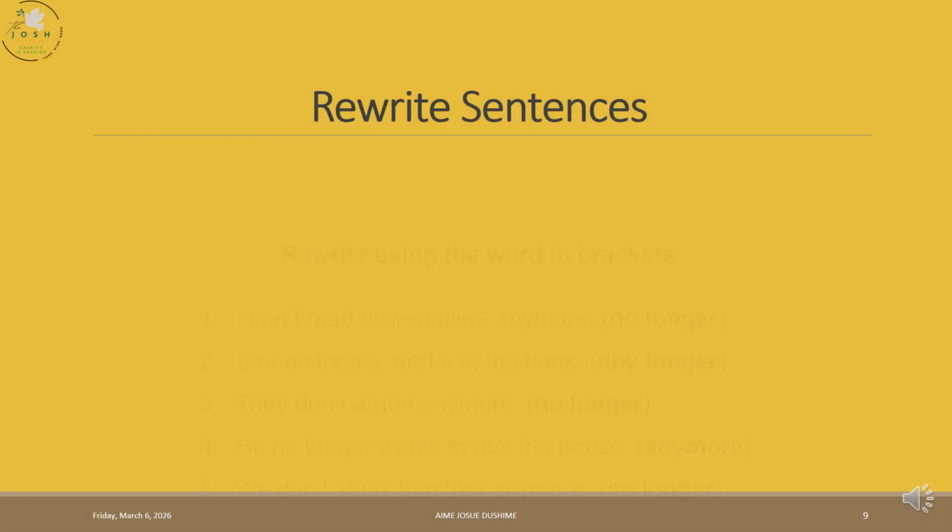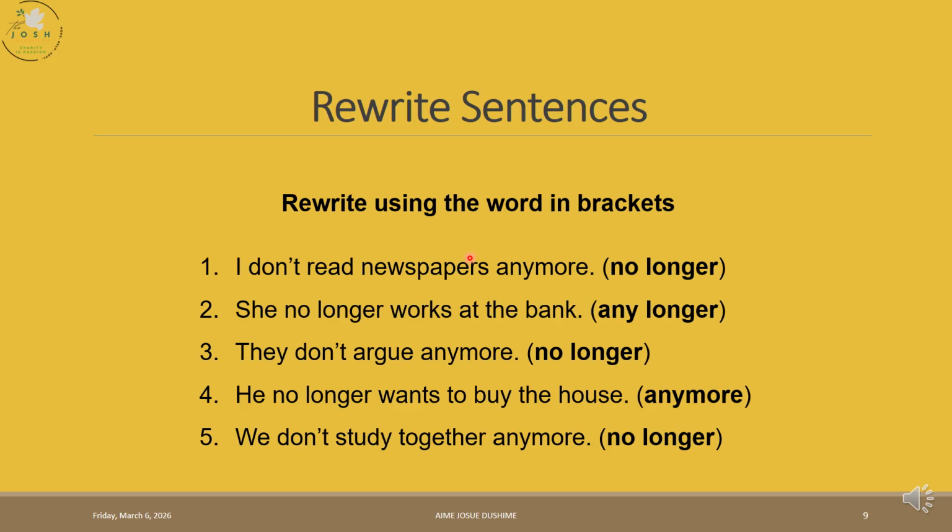Then you're going to rewrite these sentences using the word in the bracket. You're going to use these words in the bracket, and then you rewrite the sentence. Remember these words, no longer, any longer, and anymore, they mean that something was true before, but this time, no, it's not true anymore. It changed, like it's no longer true. It's no longer the truth.